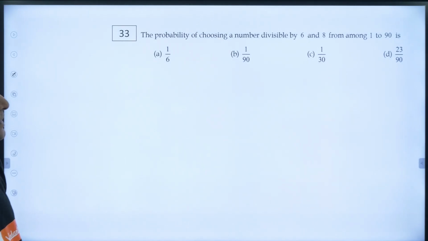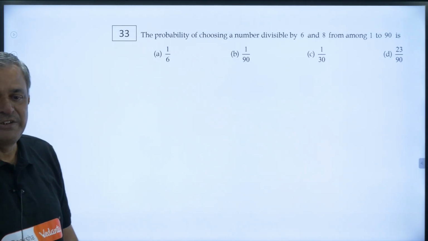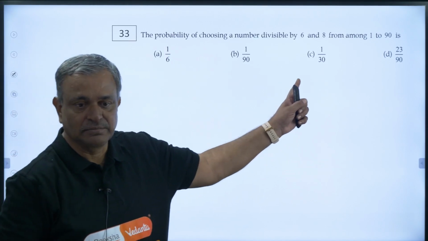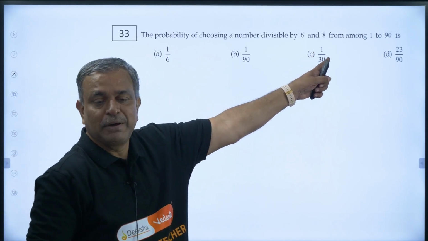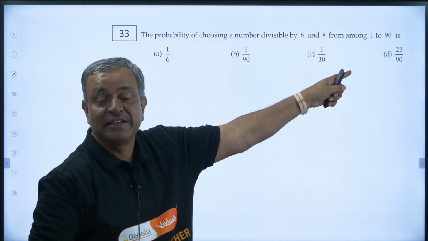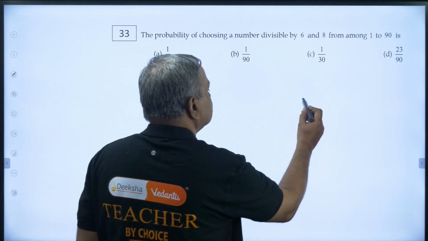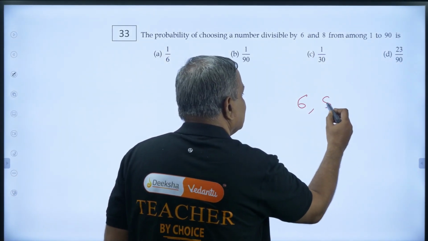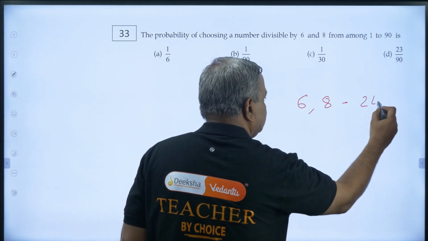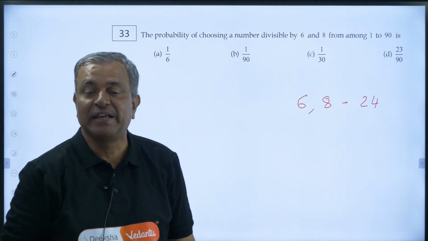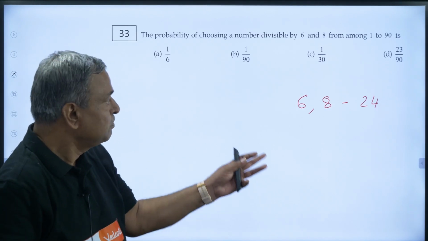Probability of choosing a number divisible by 6 and 8 between 1 and 90. The number must be divisible by both 6 and 8, so you have to take the LCM. The LCM of 6 and 8 will be 24. So only 3 numbers will be divisible by both 6 and 8.